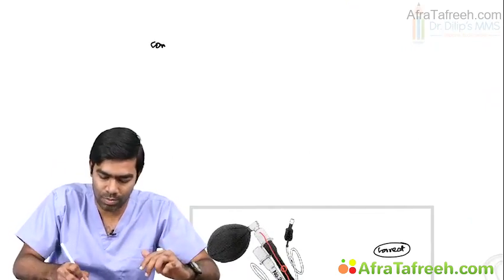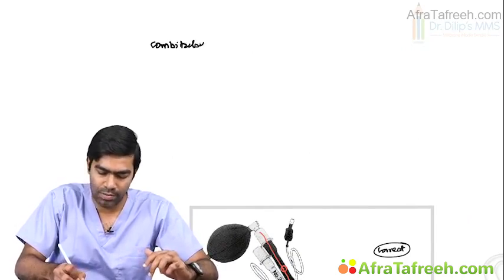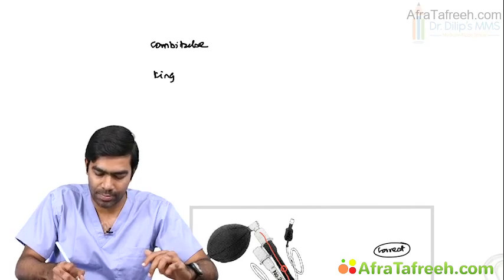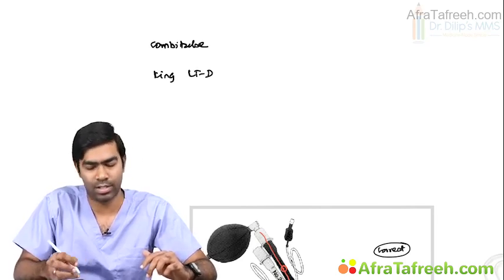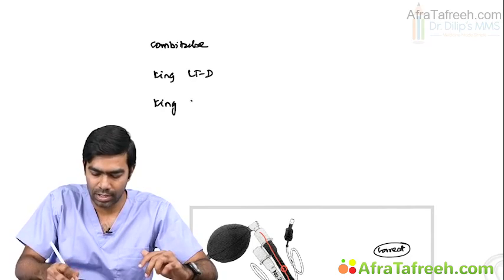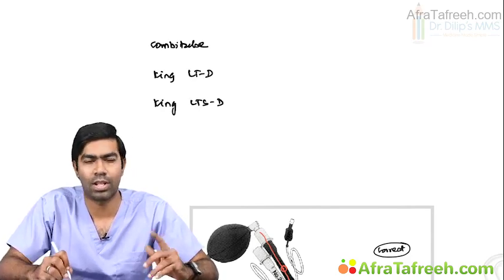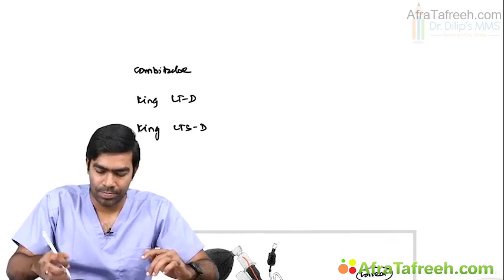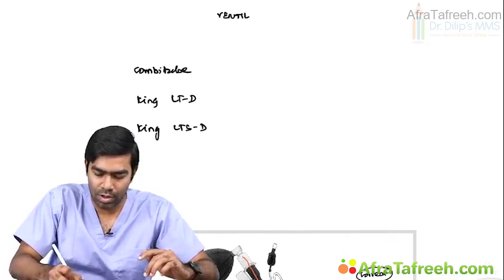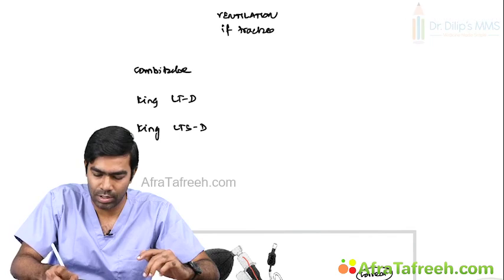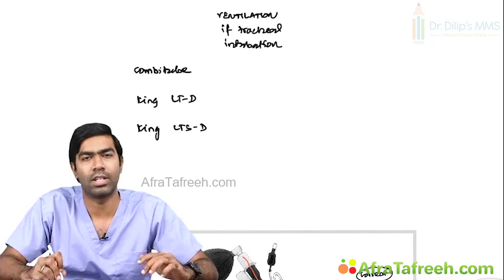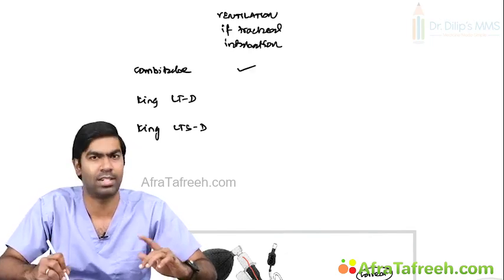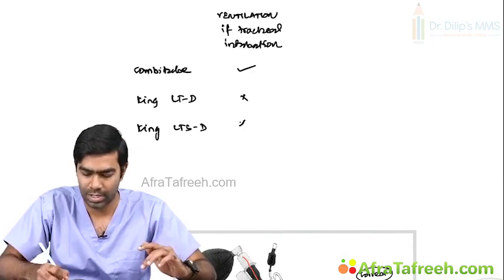First, we'll write combi tube here, and we'll write the King LT devices, and the third one is the King LTS devices. What are the advantages? Is there any provision for ventilation if the trachea is intubated? In case of tracheal intubation, tracheal tube placement, is there any provision for ventilation? Yes, definitely the combi tube has that provision, but King LTD and LTSD don't have that provision.